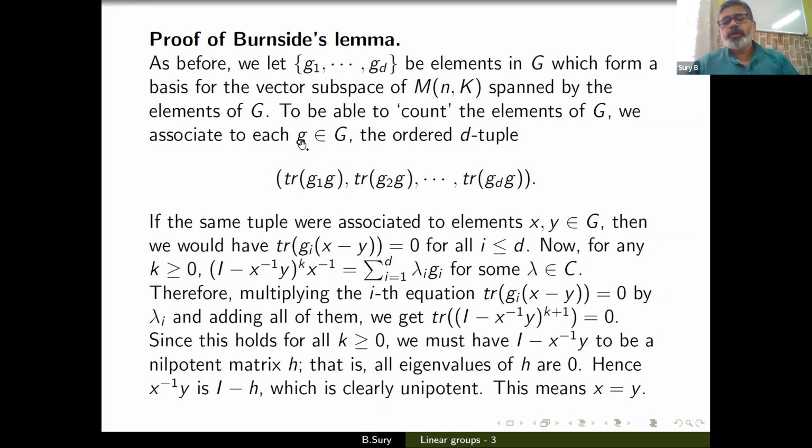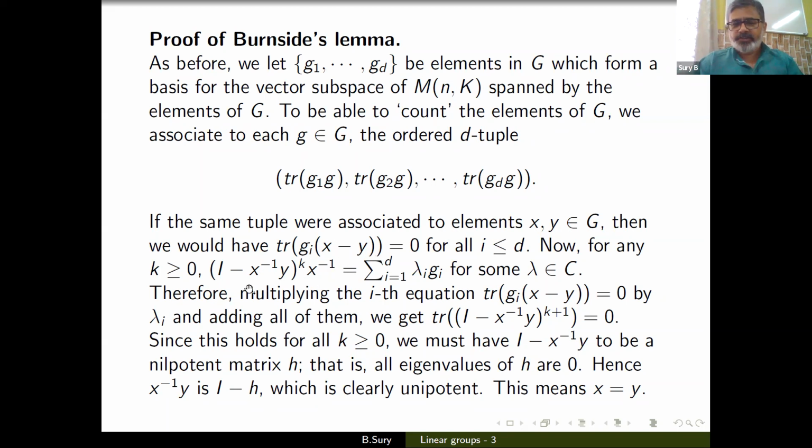Now I'm saying, given two elements g and h, the corresponding tuples are different. If the same tuple is associated to elements x, y in G, then you have this condition: trace of g_i times (x minus y) is 0. Okay. What does that condition mean?